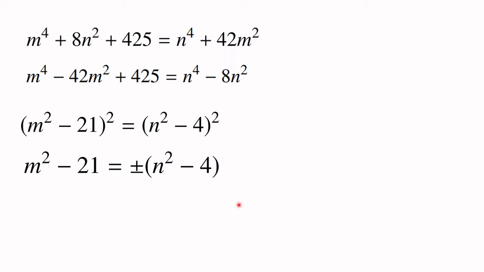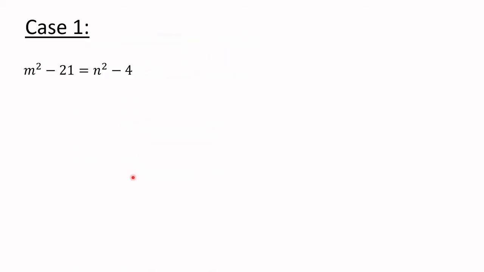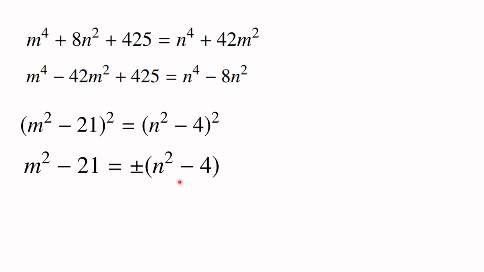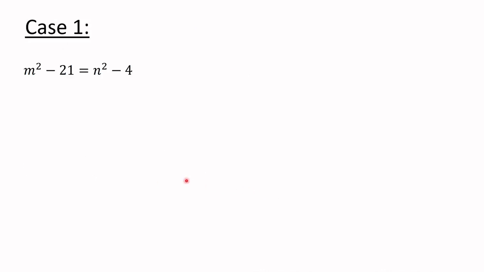But what's important about this is the plus or minus symbol. This is two equations, the positive version and the negative version, which creates two cases for this problem. So if we take case 1, where you use positive, as you can see, there's no difference, you just remove the brackets. So this is what you get: m squared minus 21 equals n squared minus 4.